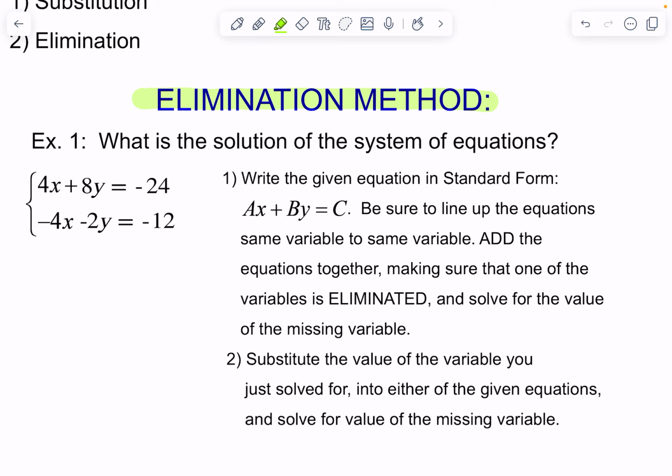The first thing you always want to make sure you have perfect is that the given equations are written in standard form. That's ax plus by equals c form. Be sure to line up the equations, same variable to same variable. Then once that's done, you're going to add the equations together, making sure that one of the variables is eliminated. You want to get rid of it. And then you're going to solve for the value of the missing variable.